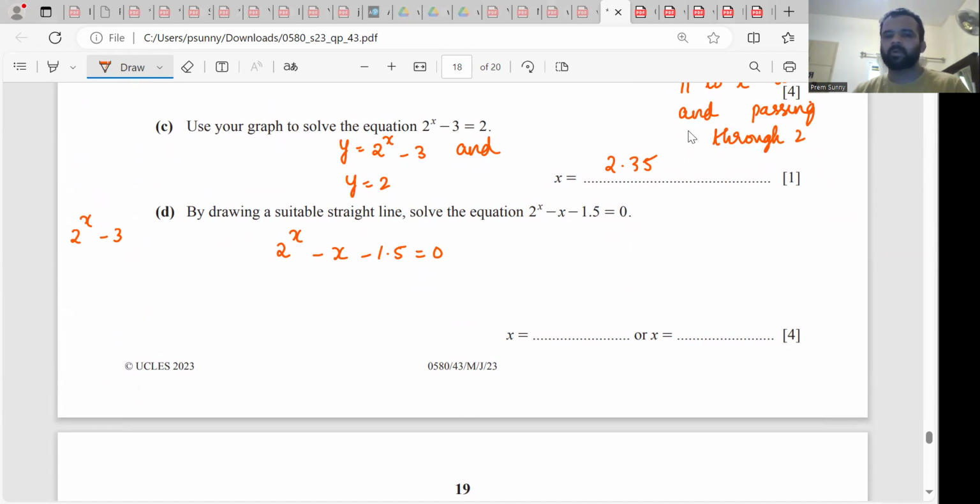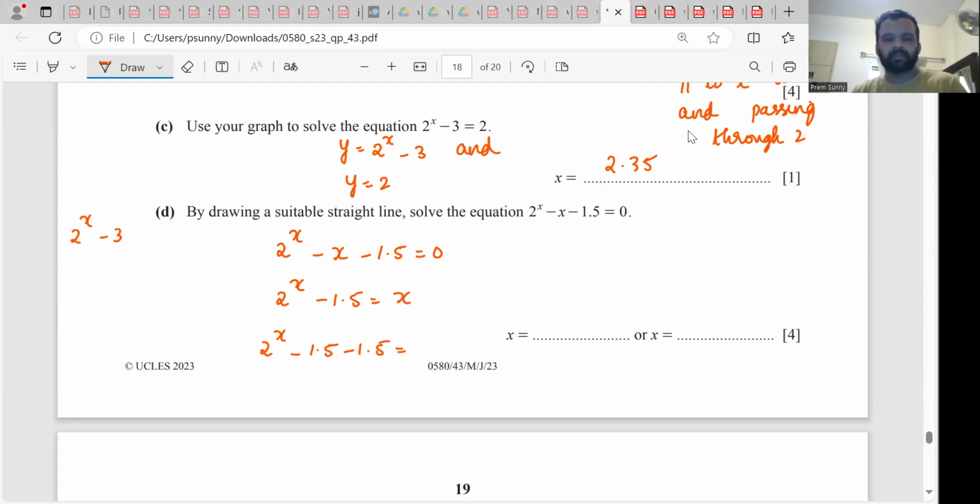So what I know is I don't want this x term here. I'll take this minus x to the other side. So 2 to the power of x minus 1.5 minus x goes to the other side, it becomes positive x. My duty here is that on the left hand side, it should be 2 to the power of x minus 3 somehow. Now I have 2 to the power of x minus 1.5. I need another minus 1.5 on the left hand side to make it 2 to the power of x minus 3.